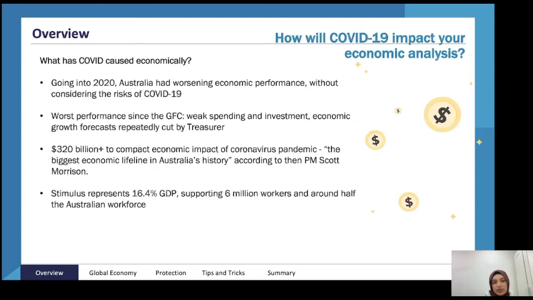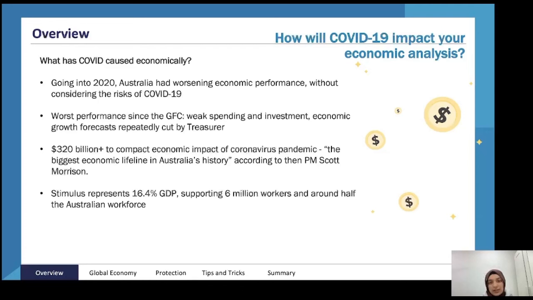So what has COVID caused economically? It's quite important to have a think about how COVID will impact your economic analysis. Going into 2020, Australia had a worsening economic performance without considering COVID. So we were already not in such a great place. And obviously COVID made it worse, essentially. So it was the worst performance since the GFC, with very weak spending and investment, and economic growth forecasts were repeatedly cut by the Treasurer.